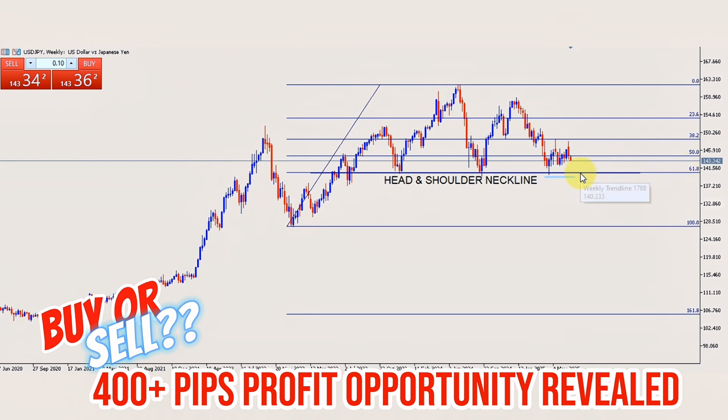Now, if you also look at this neckline properly, you will see that there are node points. A node is a violent reaction zone. So this is a node, this is a node, and then this is another node. This is the first node, and you could see a violent price reaction from it. Now this is the second node, and you could see a violent price reaction from this second node, though it could not take out this high and price started to decline.